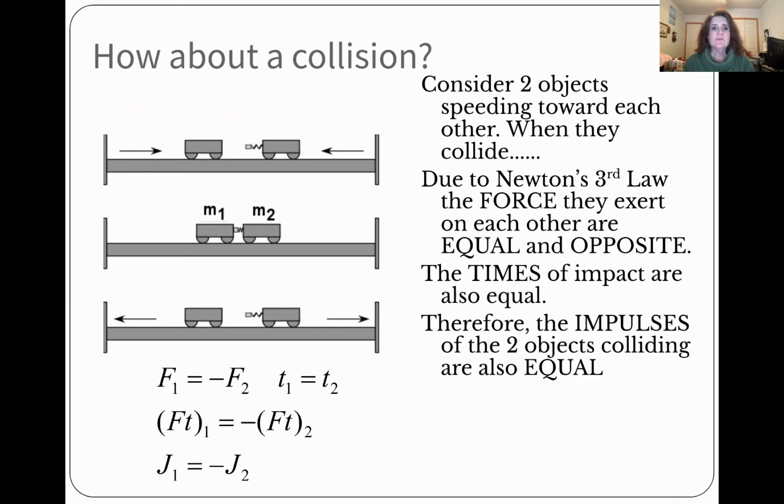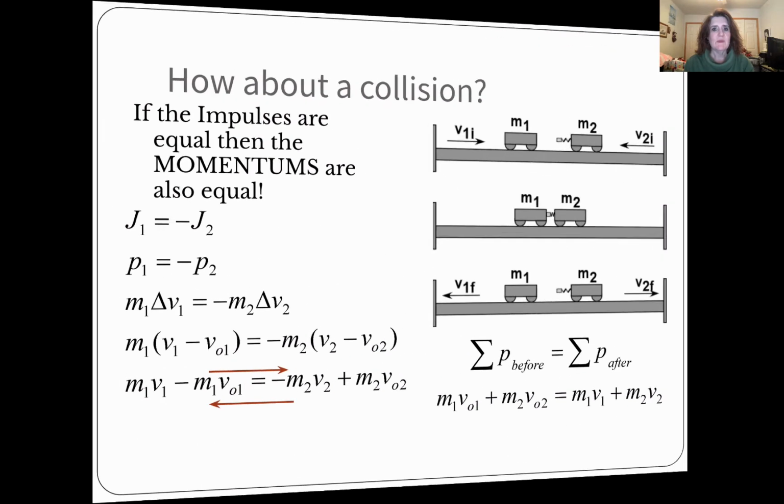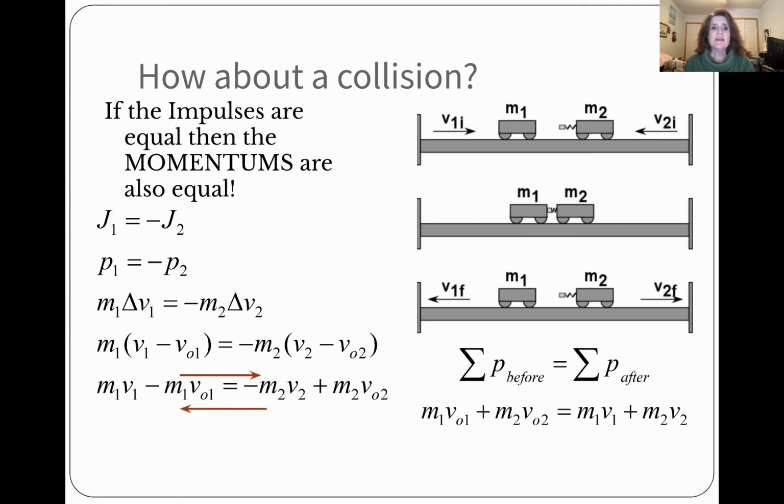If you consider two objects speeding toward each other, when they collide, according to Newton's third law of motion, several things must take place. The forces that they exert on each other must be the same. The times of their impact must be the same. Therefore, the impulses the two objects collide with are also the same. If the impulses are the same, that means the momentums are also the same.